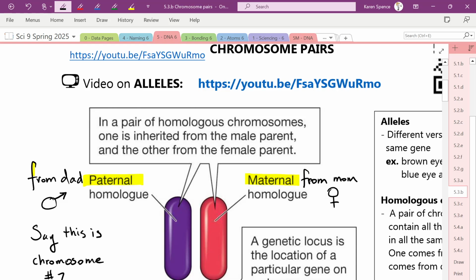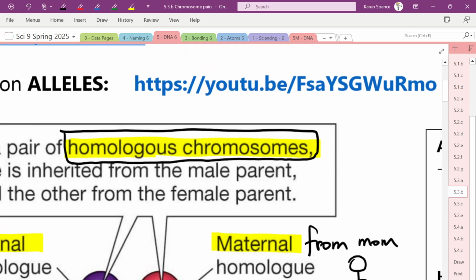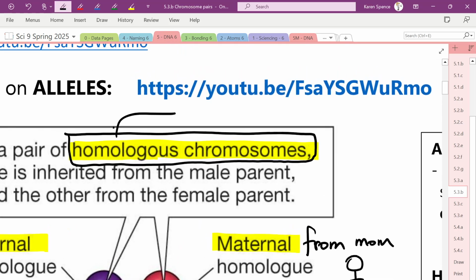When you have the matching chromosomes, like the same number, the one from mom and the one from dad, but they're both chromosome 7, we call these homologous chromosomes. Homologous chromosomes is a matching pair of chromosomes. One from mom and one from dad.